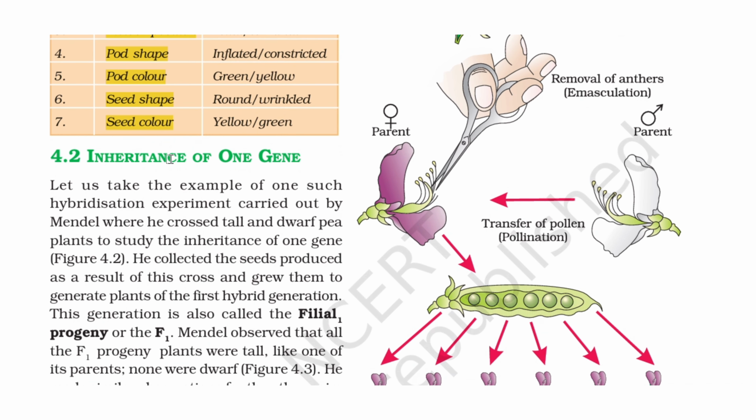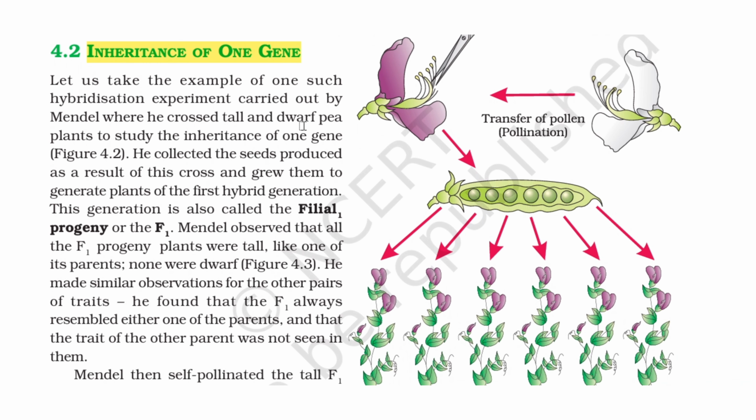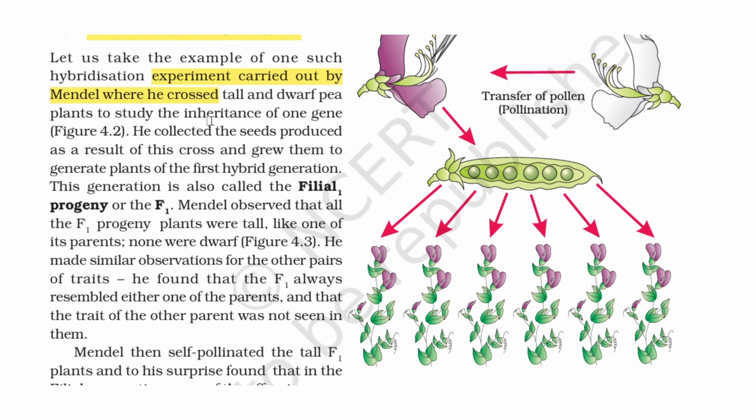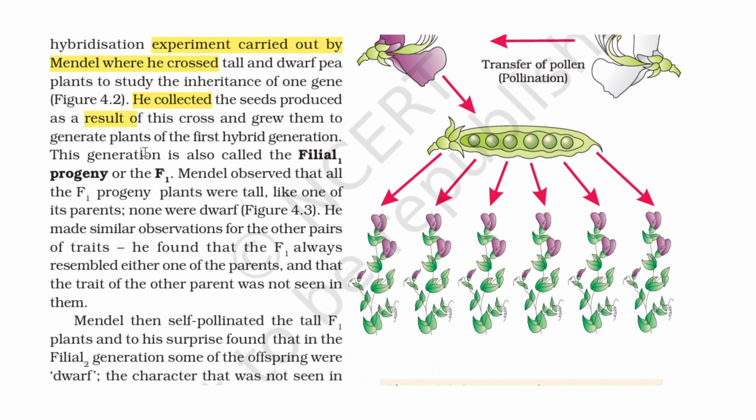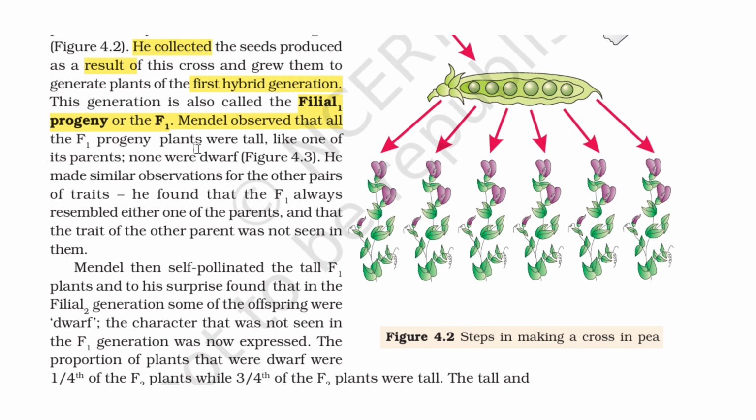Inheritance of one gene. Let us take the example of one such hybridization experiment carried out by Mendel where he crossed tall and dwarf pea plants to study the inheritance of one gene, figure 4.2. He collected the seeds produced as a result of this cross and grew them to generate plants of the first hybrid generation. This generation is also called the filial 1 progeny or the F1. Mendel observed that all the F1 progeny plants were tall, like one of its parents, none were dwarf, figure 4.3.